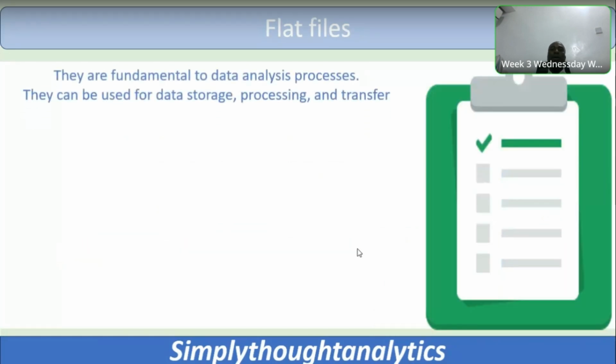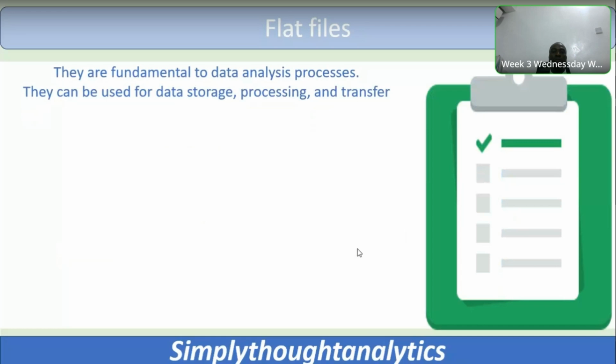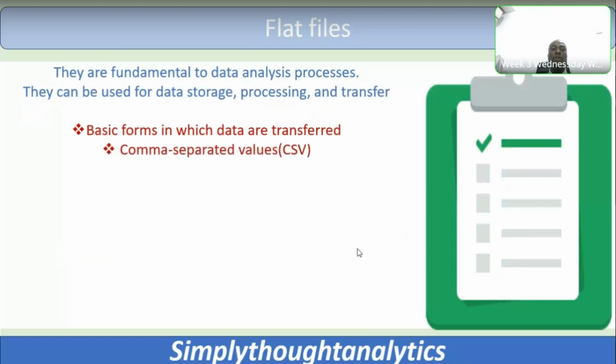And then flat files. Flat files are fundamental, they are simple, and they are the basic forms in which data are also transferred. An example of them is comma separated values, CSV files. I will do one seminar where I'm going to be showing some of these, but it is going to be in our next course. I will be importing different types of data like flat files into our Excel spreadsheet, and then I will show you how each of these looks.